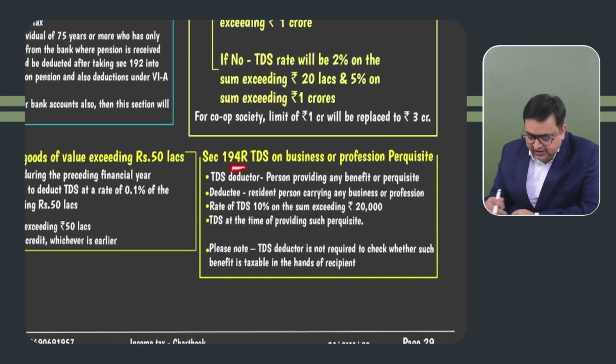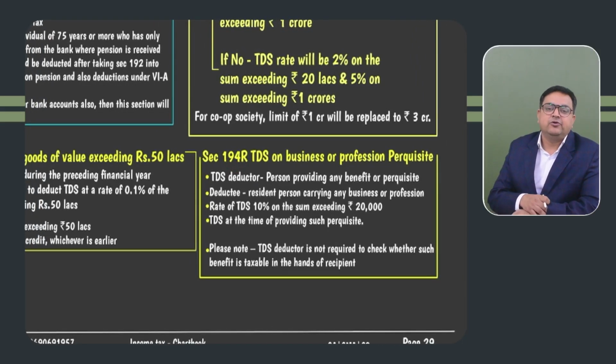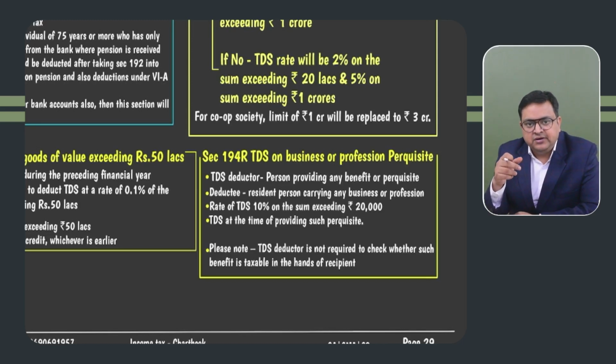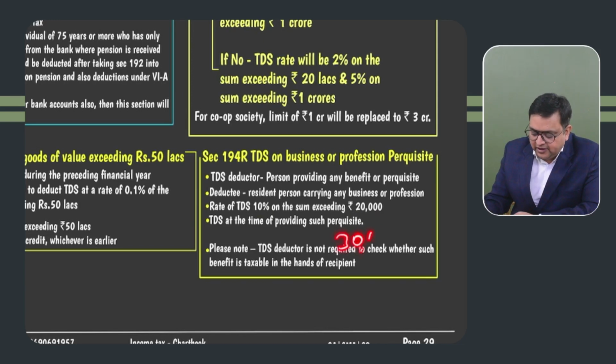194R. It is applicable whenever a person who is carrying on a business or a profession is receiving gifts, etc., from their clients, from their customers, etc., in the course of business. And if the value of the gift in aggregate is more than 20,000 rupees, then TDS will be applicable at a rate of 10%. So the TDS rate would be 10% on the entire amount if the gift is more than 20,000 rupees. So if we are receiving a gift of 30,000, 10% would be 3,000 rupees. The TDS would be deducted.